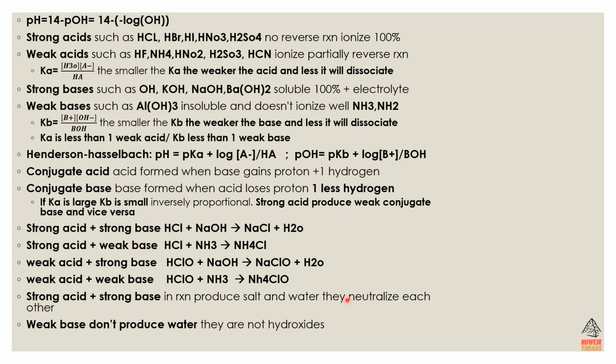Strong acid and strong base is an example of it. They will dissociate 100% and they will produce salt and water. Strong acid plus weak base, they won't produce water because they are not hydroxides, right? So NH3 doesn't have a hydroxide, that's why it won't produce water.